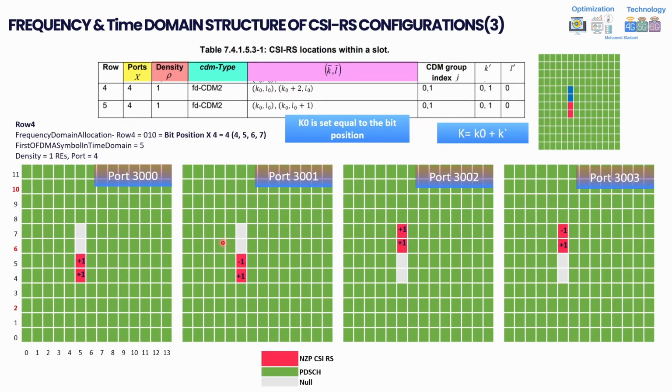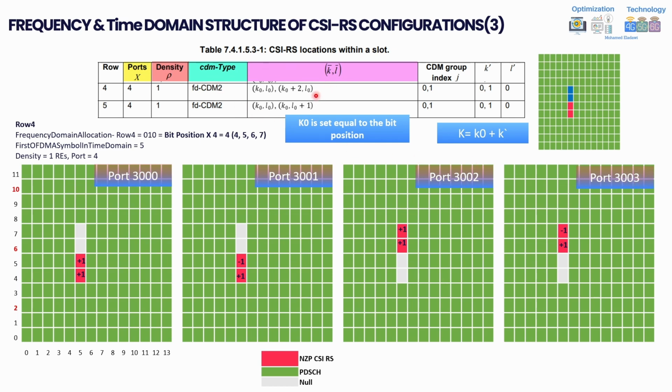So moving forward to the next example, the row 4 example. If you can see, it's showing that you have 4 antenna ports. This means we'll be starting from 3000 till 3003. And here it's highlighting that density is 1. This means we'll have only one resource element per symbol. And here it's highlighting FD and CDM2. This means that you will have frequency division along with CDM, code division multiplexing. 2 means that you will have 2 groups over the CDM. For example, the first group combines port 3000 and 3001. The second group combines port 3002 and port 3003.